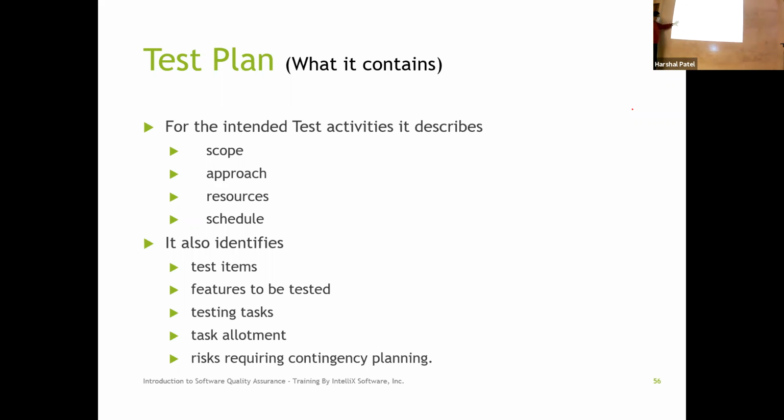Then it can also go into the detail of what the test items are. In other words, what are the tasks or features and functionality I'm going to test? What are the different testing tasks? How are those tasks going to be allocated? Because if I have 5 testers, who is going to test which features and functions? And one of the important parts of the test plan is also risk contingency.